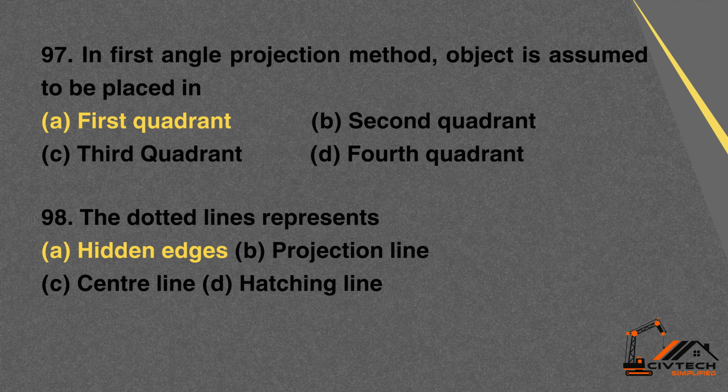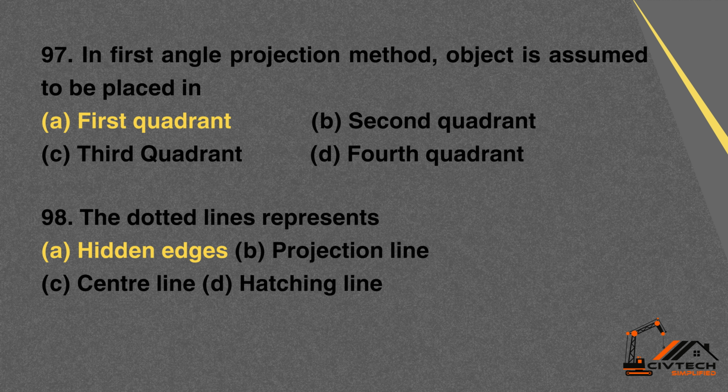97. In the first angle projection method, the object is assumed to be placed in A. First quadrant. B. Second quadrant. C. Third quadrant. D. Fourth quadrant. Correct option A. First quadrant.